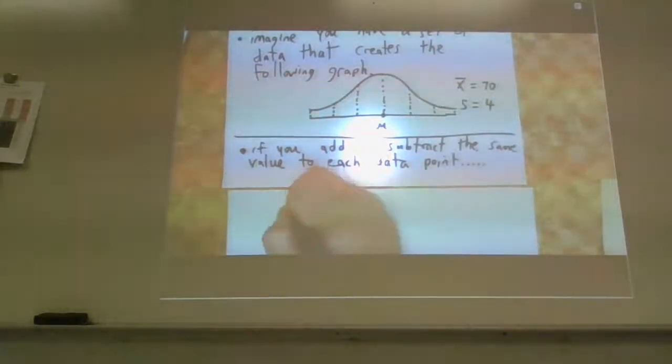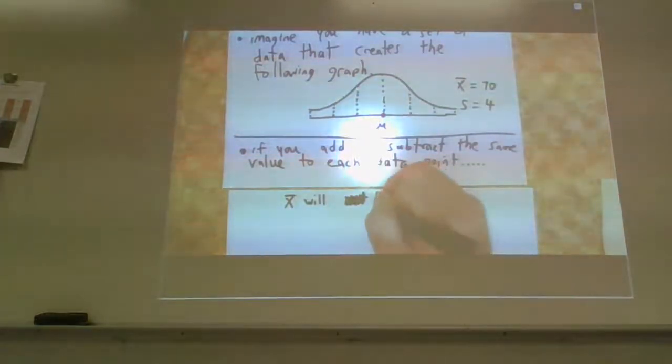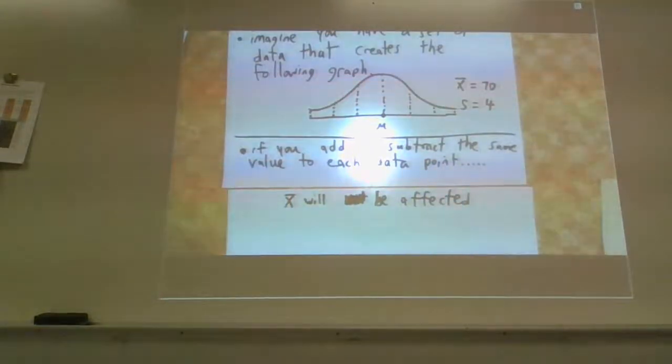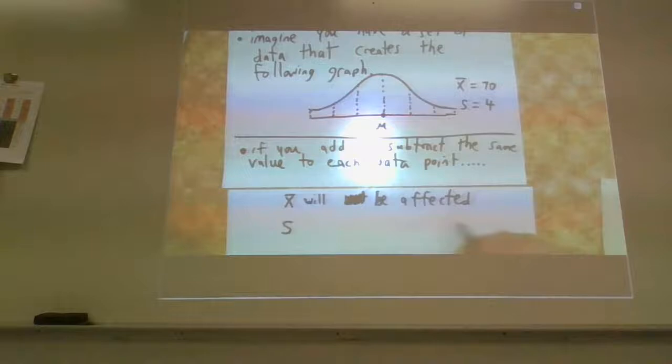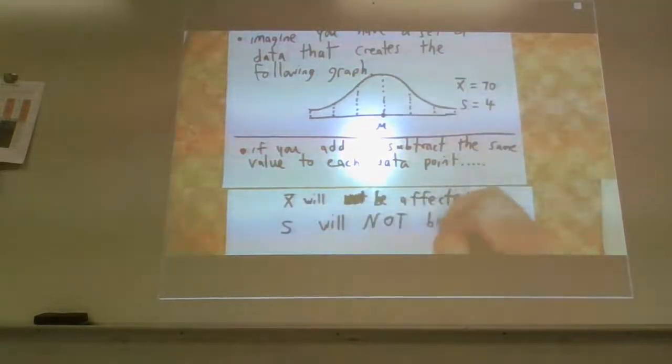X bar will be affected. If the average was 70 and then you add 2 inches to every single adult male height, what's going to happen to the average? It's going to go up by 2 inches. But standard deviation will not be affected.